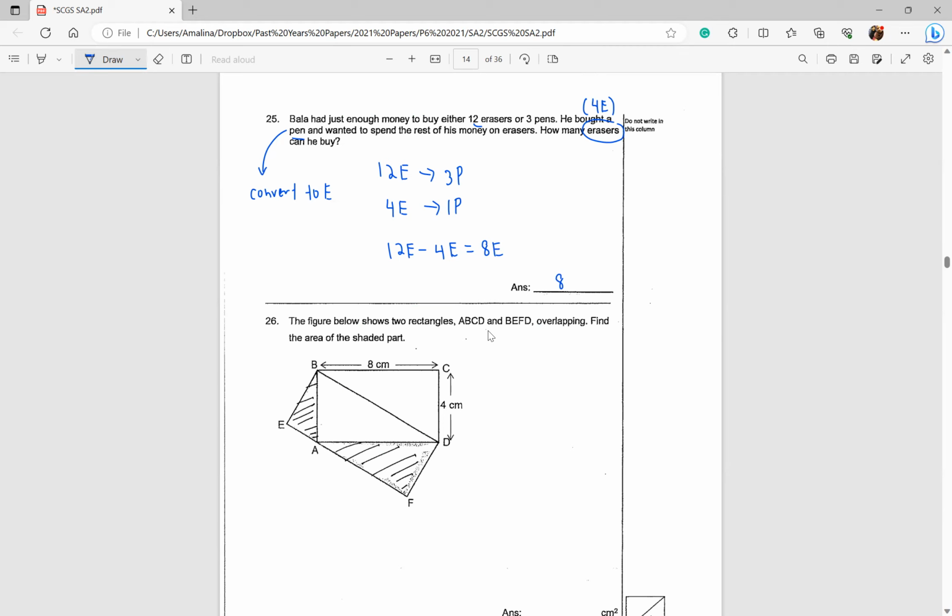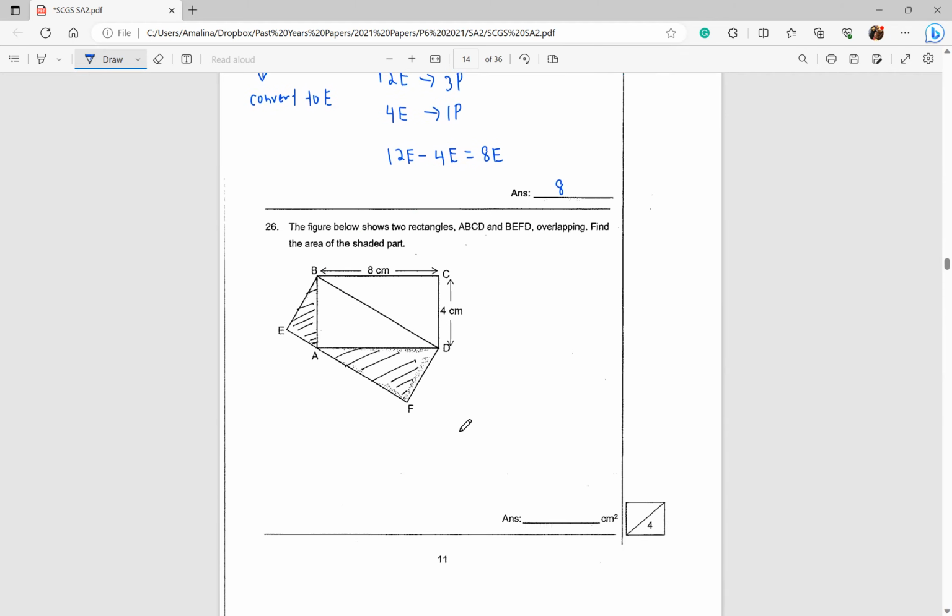Okay, question 26. The figure below shows 2 rectangles, ABCD and BEFG, overlapping. Find the area of the shaded part. Okay, so this is an interesting question. Now, do you see that your shaded part here is the same as the area of this triangle?